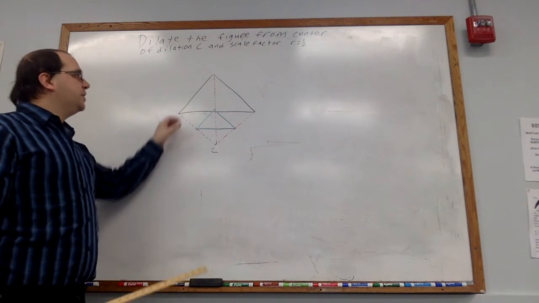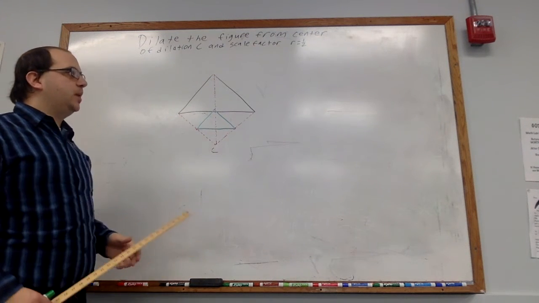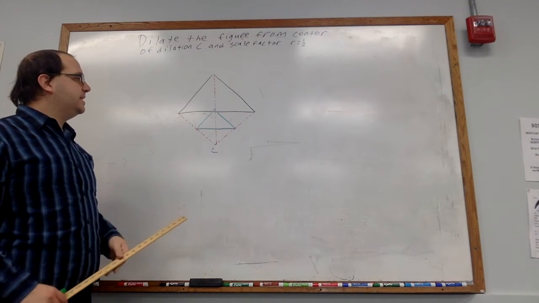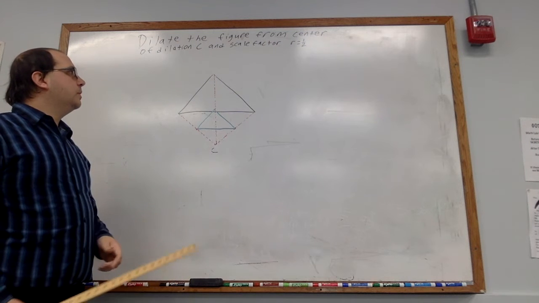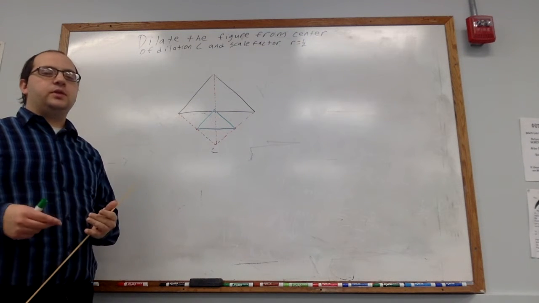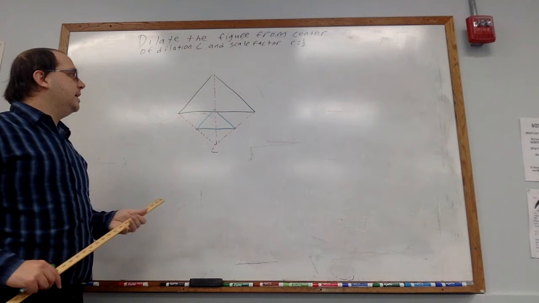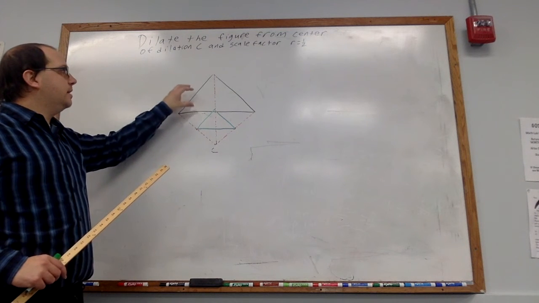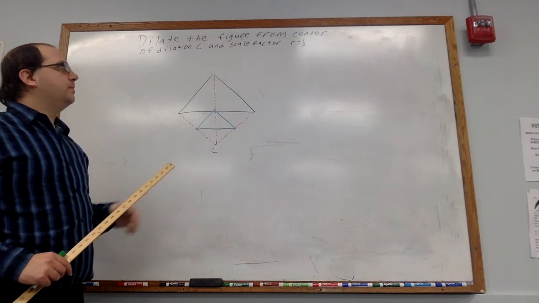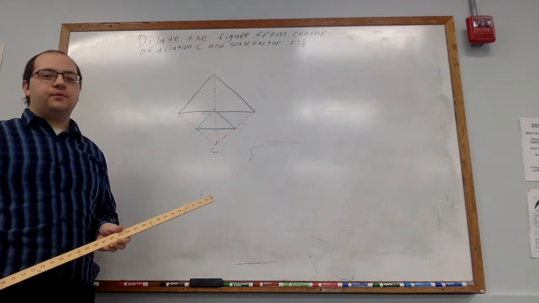by 1/2. So it's now half the size, but it's also half the distance to C. So those are the two things a dilation does. It makes it smaller, but also makes it half the distance between the two with the scale factor of 1/2.